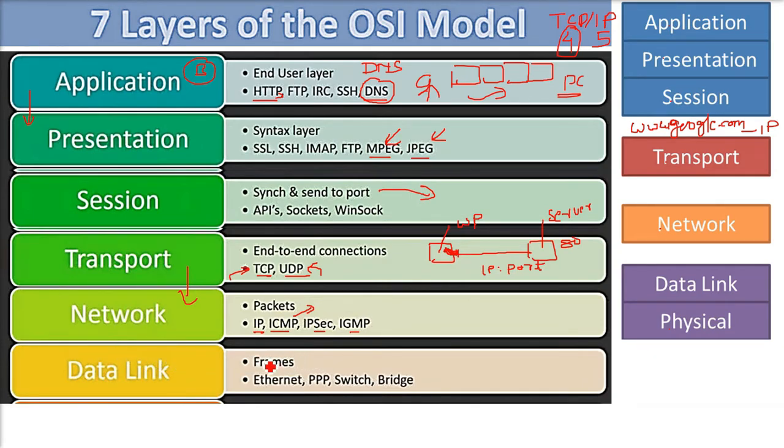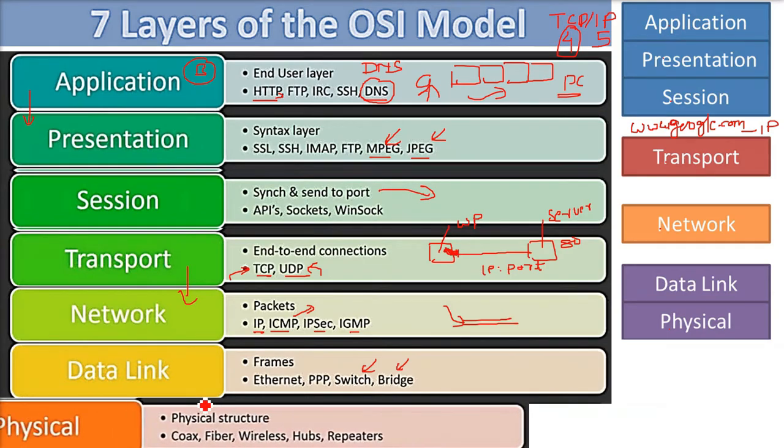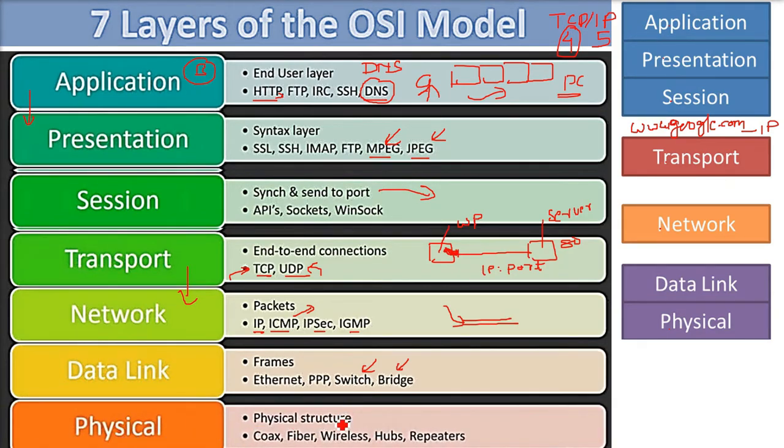Now coming to the data link layer. Here these packets will be converted into frames. Now Ethernet, PPP, switch, bridge, all these devices work here in the data link layer. So this is the penultimate layer, because the physical layer is the actual layer where the bits will be transferred. So coaxial cable, fiber, wireless, hubs, repeaters, all are there in the physical layer. Actual bit transfer is taking place at the physical layer.